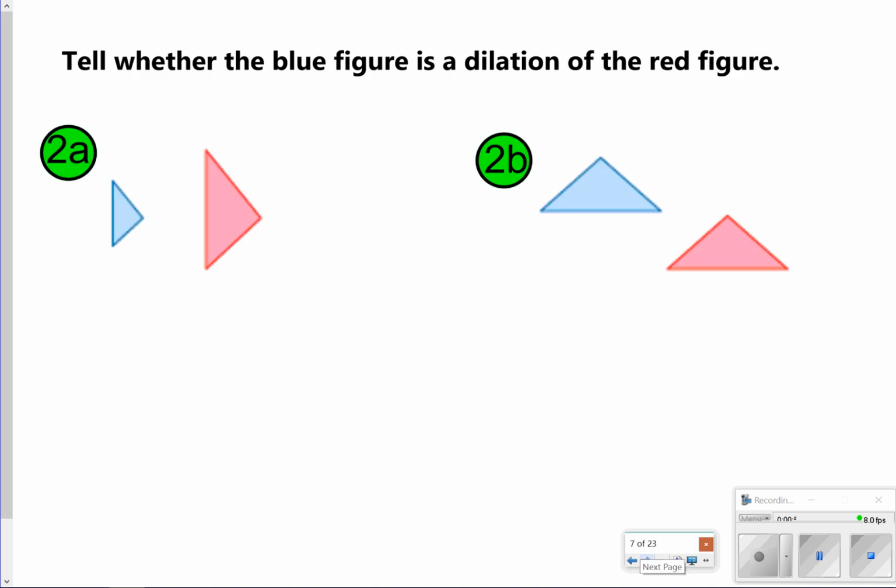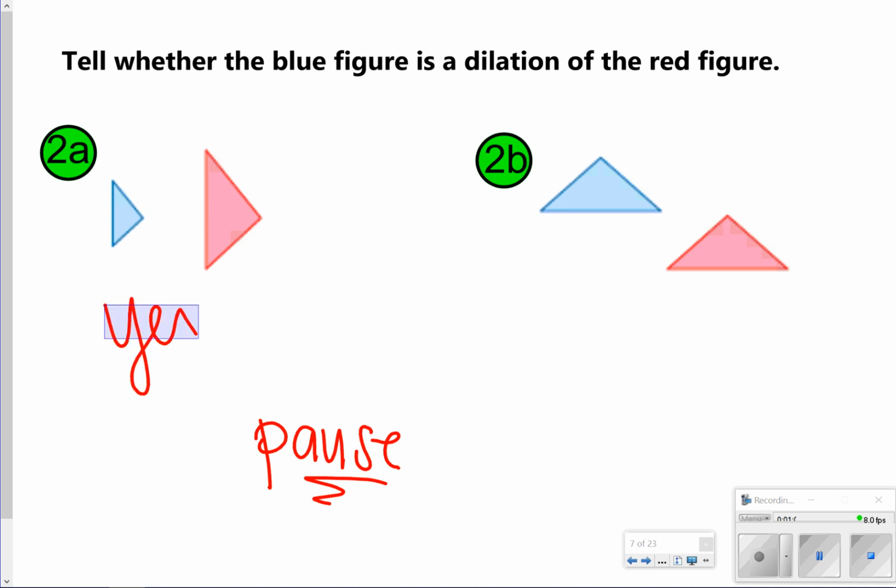So number 2 in your notes, you're just going to tell me if it's yes, a dilation, or no, it's not. So let's go ahead and pause here so you can try 2A and 2B, and once you're done, click play to check your work. Okay, so number 2A is yes, a dilation because the figure has gotten larger. Number 2B is not a dilation, that's just a translation. All we've done is we've taken the blue figure and just slid it to make the red figure.